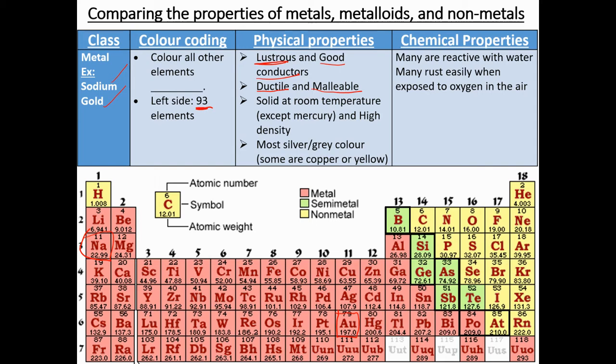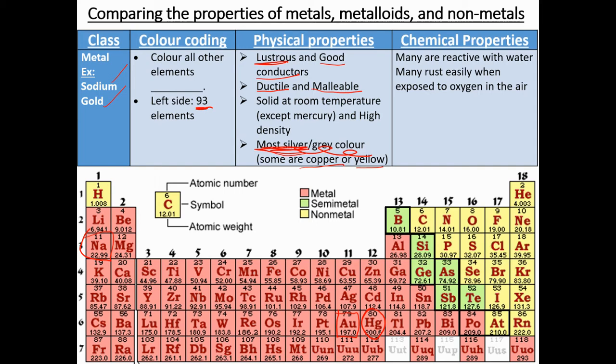So mercury is Hg. It's a metal that's liquid at room temperature, but the other ones are all solid at room temperature. In terms of color, most of them are a silver color or gray color. There are exceptions like copper and gold, for example. They have different colors, but the majority are silver, grayish. And all these characteristics that I'm describing here were used to place these elements in their location on the periodic table.